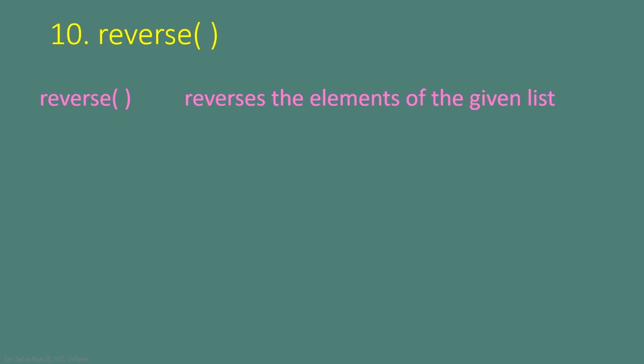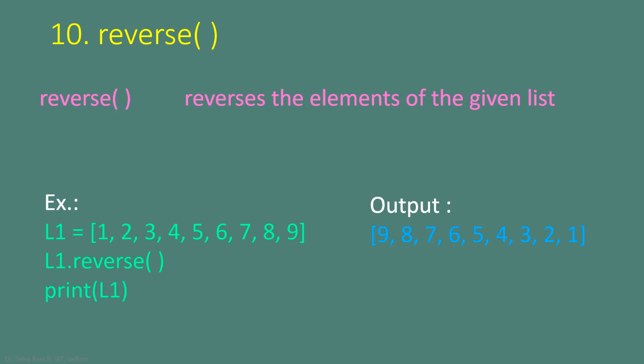The next method is reverse. This method reverses the elements of the given list. L1 is 1, 2, 3, 4, 5, 6, 7, 8, 9. If we use reverse method like L1 dot reverse of, then all the elements will be reversed. If we print L1, we'll be getting the elements in reverse order.